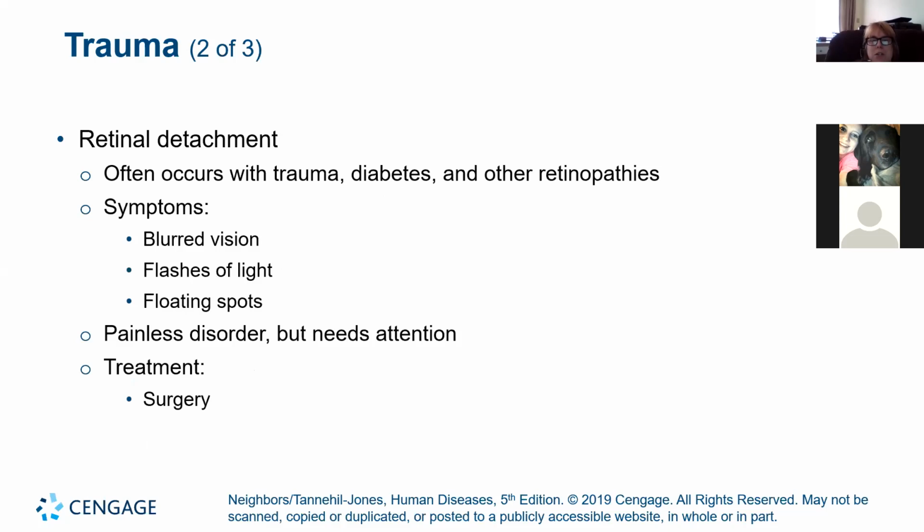A retinal detachment, this often occurs with, again, a trauma, some type of accident to the eye, diabetes, or it can occur from another disease in the retina. The symptoms of a detached retina are blurry vision, flashes of lights, and people will say they see floating spots. Okay, that there just are floaters in their eyes and they see these spots everywhere. It can be painless, but it needs attention, and surgery is usually the ultimate treatment for it.